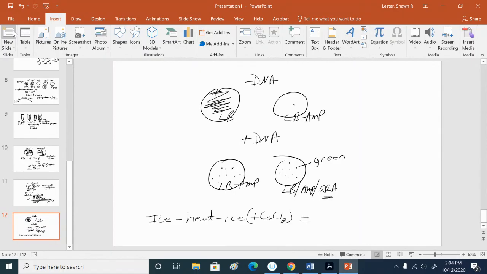And so what do we call it when we have from ice to heat to ice? Along with calcium chloride, what do we call this? Remember the heat shock? And so that allows the membrane to become permeable. It makes the cells competent, right? And so they can absorb the plasmid.